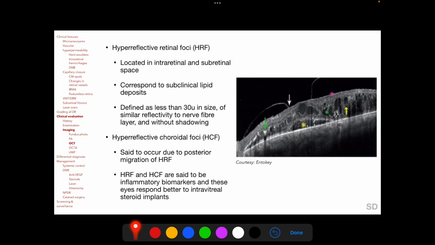Hyperreflective retinal foci are located in the intraretinal and subretinal spaces, and correspond to subclinical lipid deposits, so there are no clinical correlates to hyperreflective retinal foci on OCT. In contrast to hard exudates, hyperreflective retinal foci are defined as less than 30 microns in size, of similar reflectivity to nerve fiber layer, and without posterior shadowing.